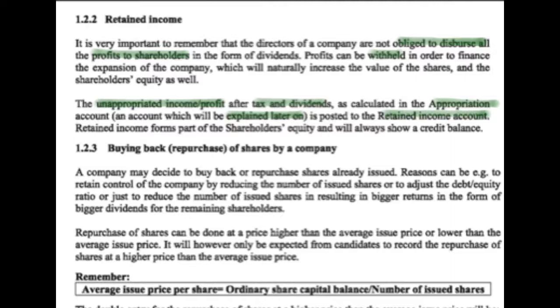Now the retained income forms part of shareholders' equity and will always show a credit balance. Credit balance means that it has money in the account that is beneficial to the shareholders' equity. In the next video, we will then discuss the buying back or the repurchase of shares by a company.